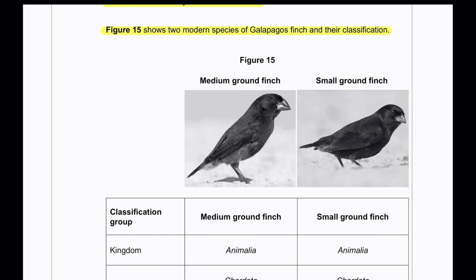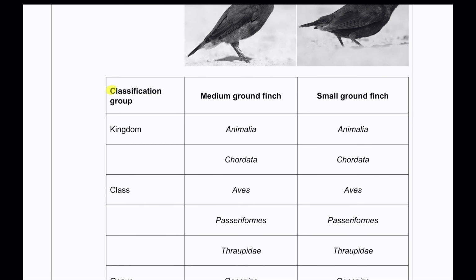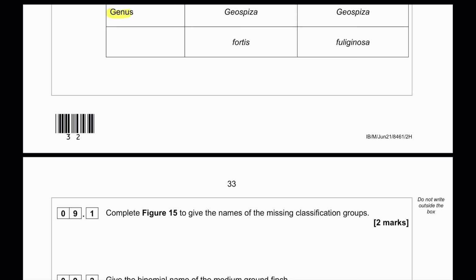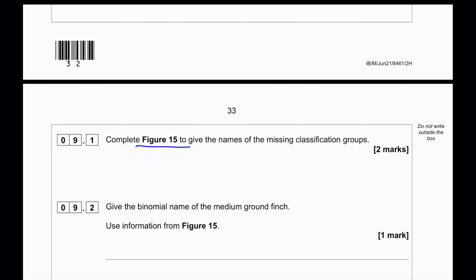We can see medium ground finch and small ground finch. So their classification group is mentioned and we can see there are a few missing ones. To fill up the missing ones would be our mark given in the first question. Complete figure 15. Give the names of the missing classification groups.